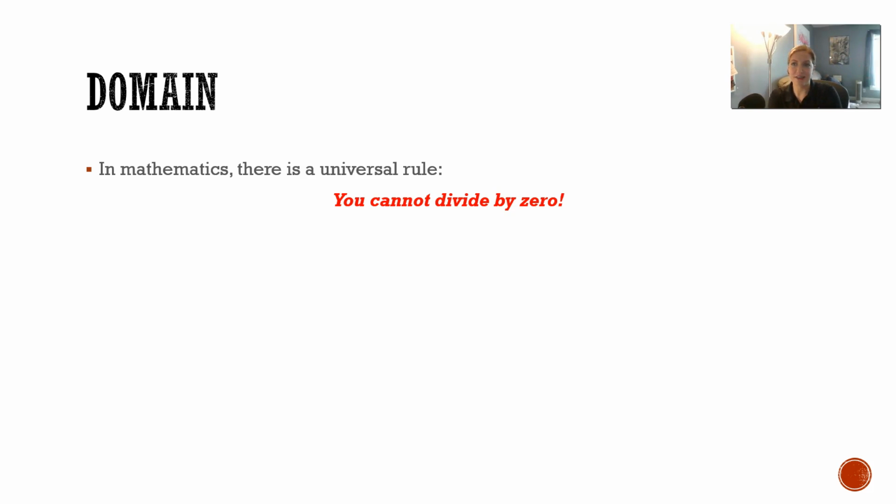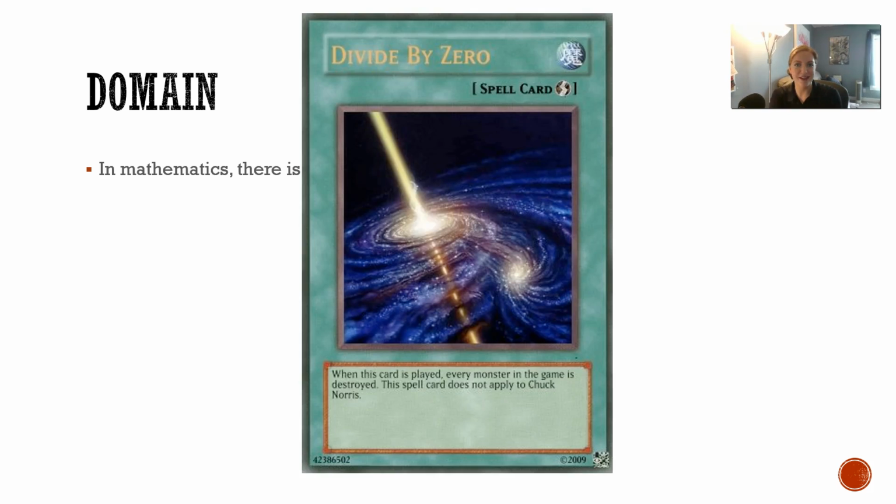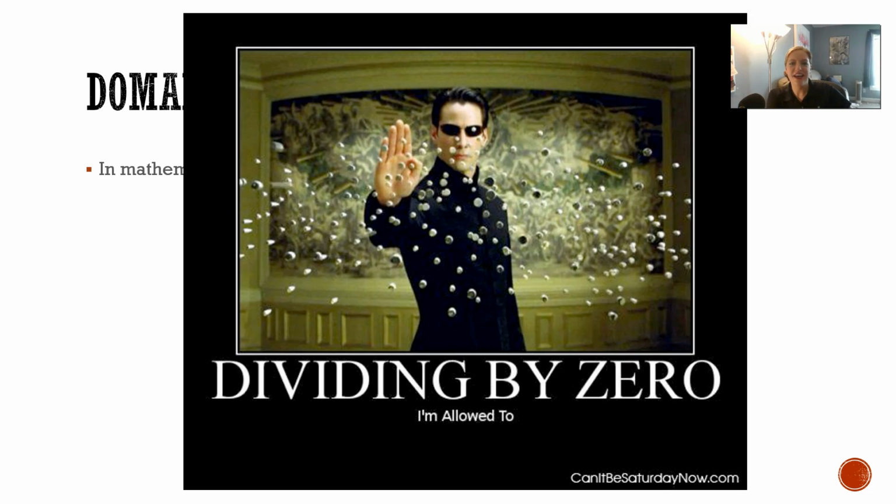This isn't Magic Land, sorry. I don't know if you're into that thing, but it's not that. Here are a couple of pictures to help remember to not divide by zero. This is just like a magic card. But when this card is played, every monster in the game is destroyed. This card does not apply to Chuck Norris. Basically, don't divide by zero. The only person that's allowed to do that is Neo from The Matrix. And I really hope this reference doesn't get old anytime soon, because I really love The Matrix. The original, not the two other ones.